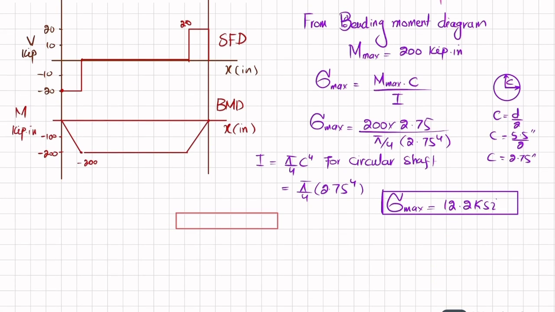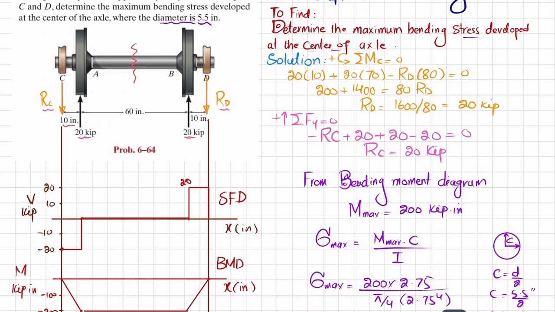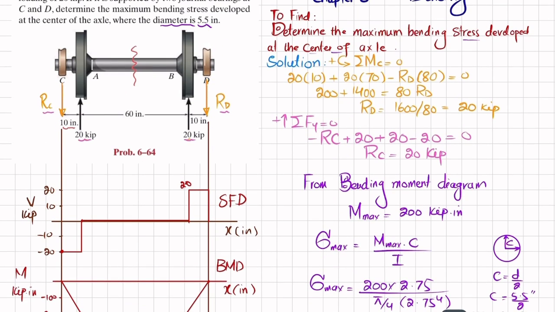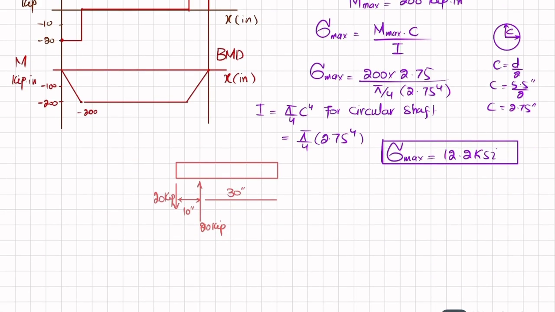Clear? At this end, you have a loading of 20 kips. And at this point, we have a wheel at 10 inch, over which 20 kips is upward. This distance is 10 inch. And the remaining distance is, let me check it, half of this will be 30. So the remaining is 30 inch.